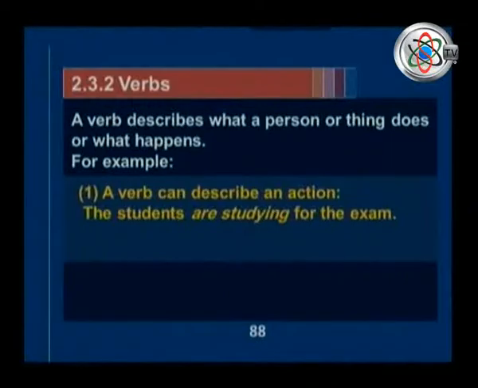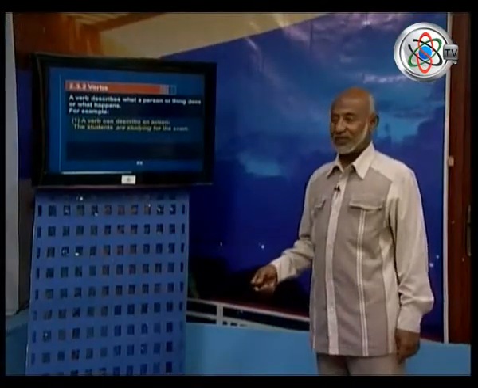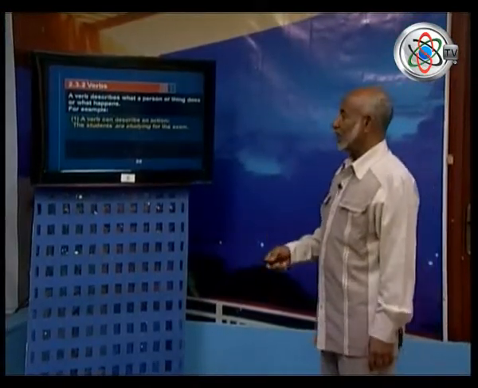Okay, a verb can describe an action. For example, the students are studying for the exam. What kind of tense do we use here? We use the present continuous tense. The students are studying. This is before and in front of your eyes.